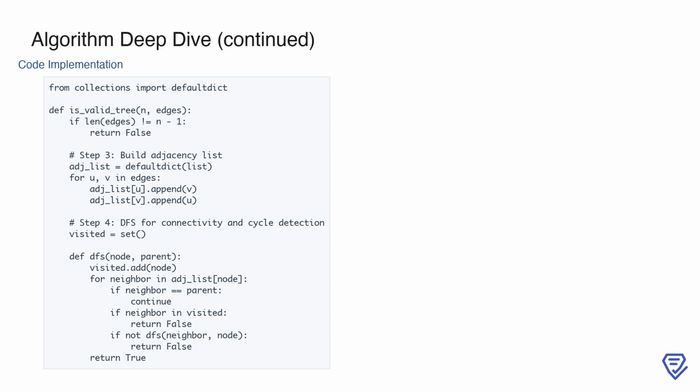If a neighbor is the parent, we skip it. If the neighbor is already in the visited set, it indicates a cycle, and we return false. Otherwise, we recursively call DFS on the neighbor. The function only returns true if no cycles are detected during the traversal.